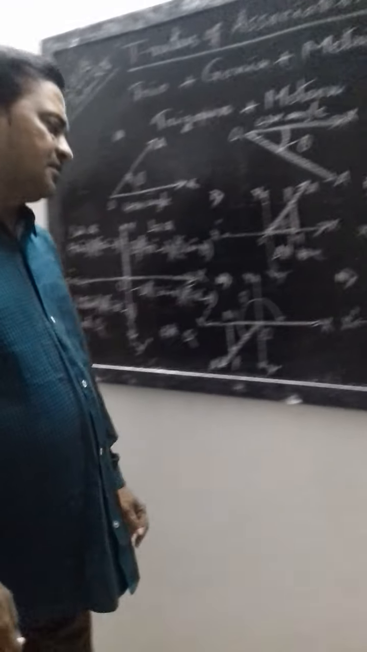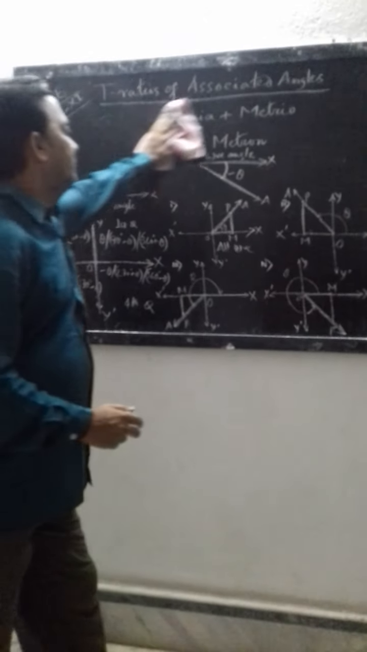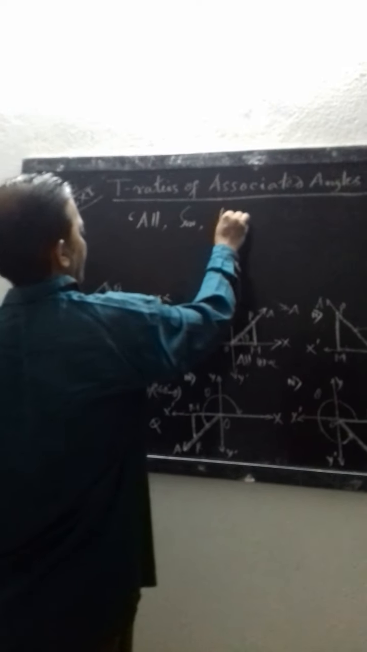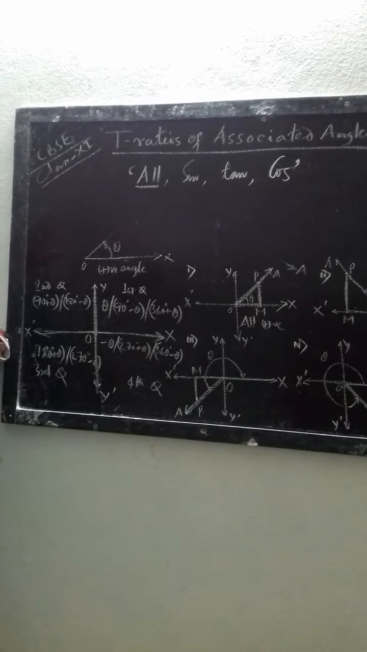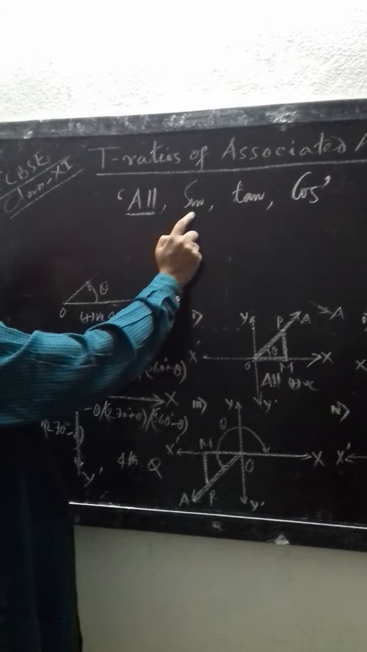Just seeing these figures, we can say that, but we can form a law. We write: all, sin, tan, cos. All sin, tan, cos. That is, all means in the first quadrant all trigonometric ratios are positive. Sin, that is in the second quadrant, sin theta and cosec theta are positive. Tan, that is in the third quadrant, tan theta and cot theta are positive. And cos, that is in the fourth quadrant, cos theta and sec theta are positive.